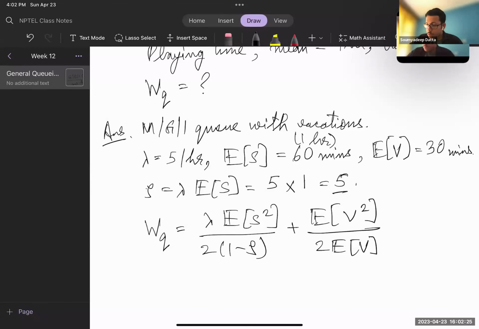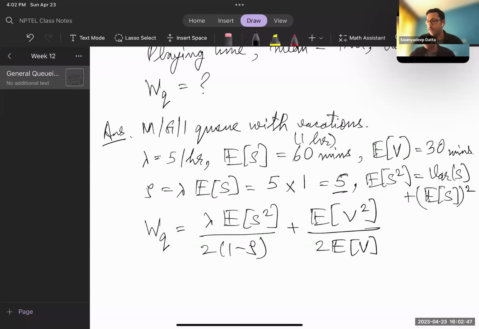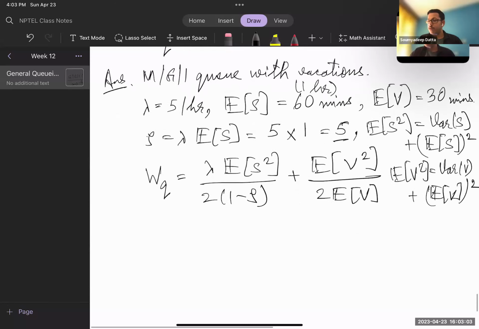Now, expectation of S squared is, as we know, variance of S plus expectation of S whole squared. Similarly, we can also compute expectation of V squared equal to variance of V plus expectation of V whole squared. So we can simply plug in those values, right?